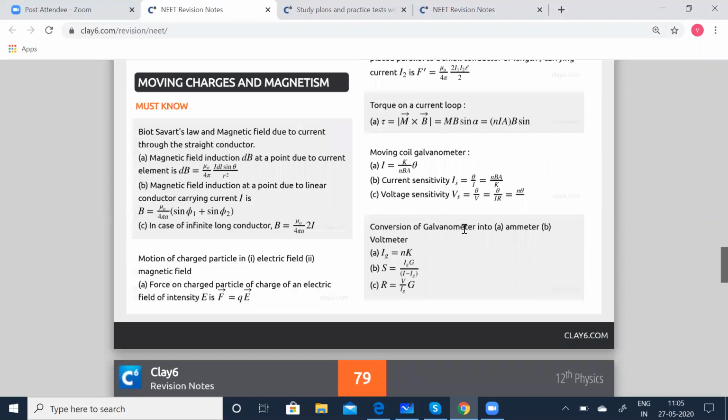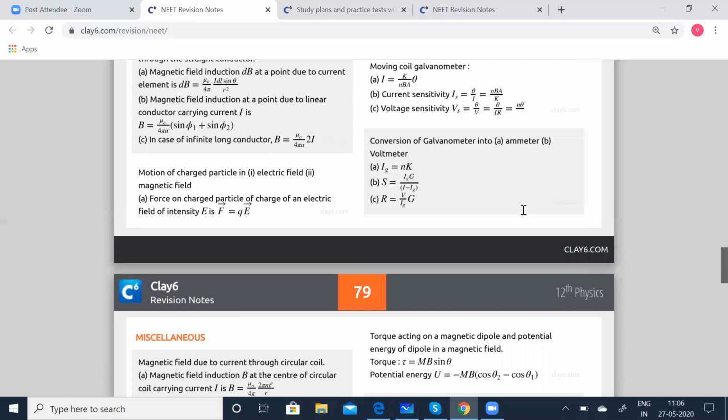Torque. Torque on a current loop is given by tau is equal to M vector cross B vector. You know that whenever there is a cross product, the sine theta is going to play a role here. So it is MB sine alpha, which is equal to NIAB sine alpha, where N is the number of turns, I the current, A the area, B is the magnetic field intensity, and alpha is the angle made with the magnetic field. And then moving coil galvanometer.